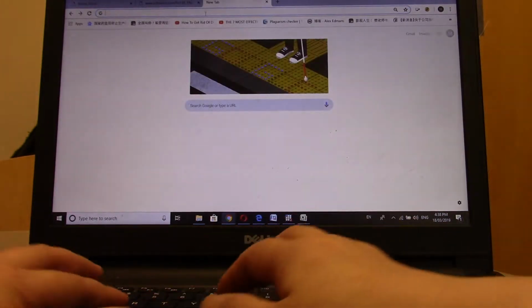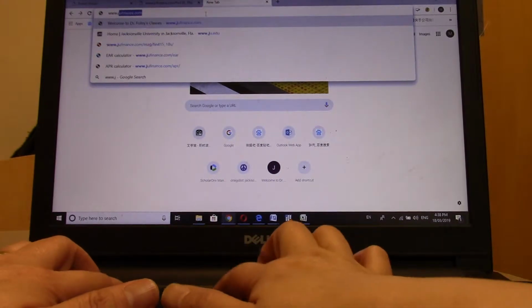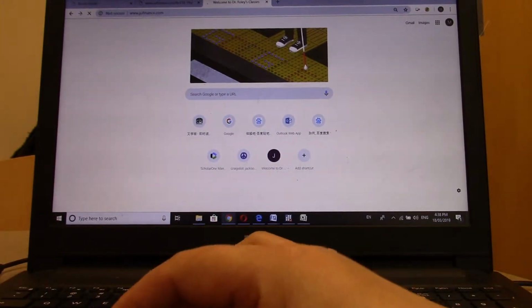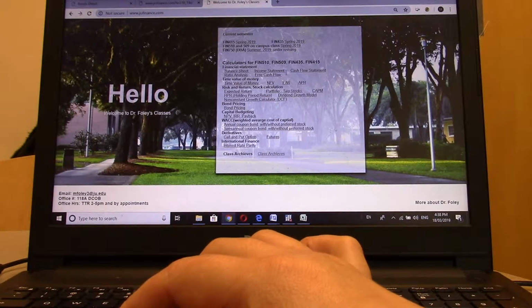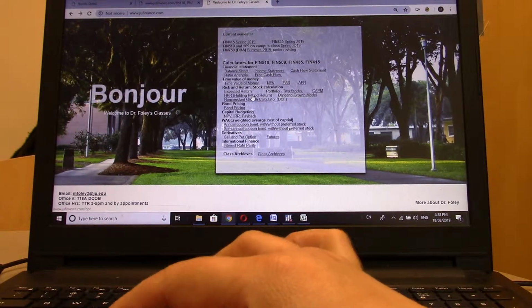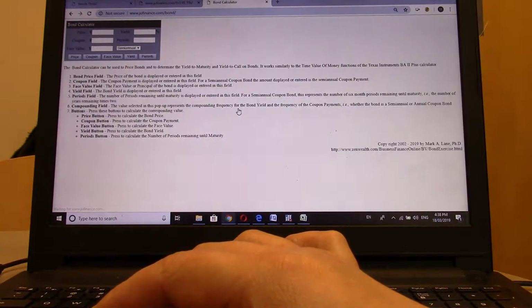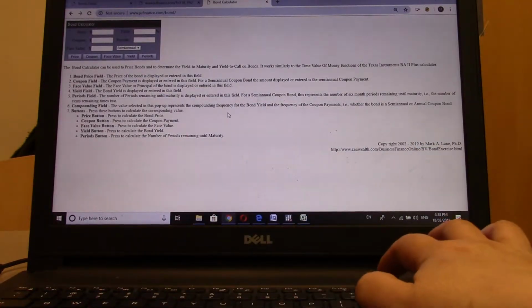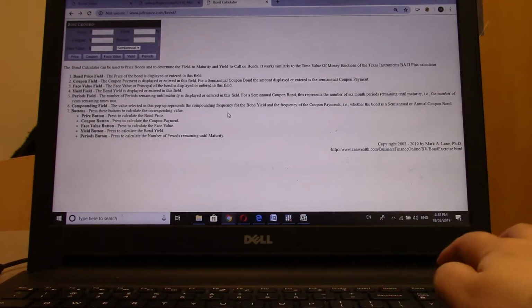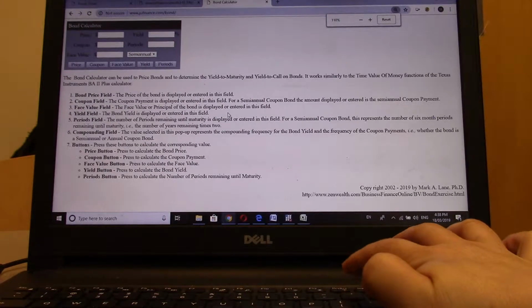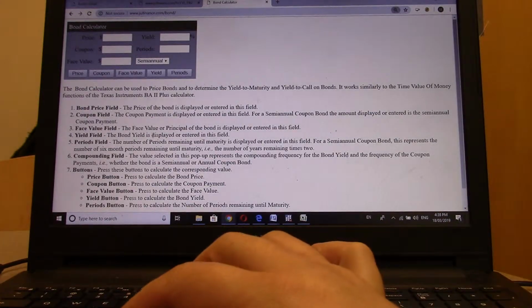One way is the easy way. You can go to my website and look for the bond calculator. So you see bond pricing calculator under calculator. You click on this one. So you see this is a calculator, and you can read the instruction.